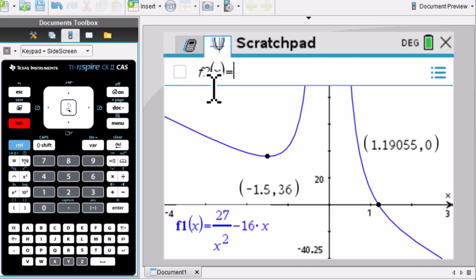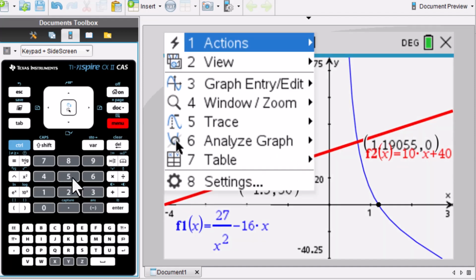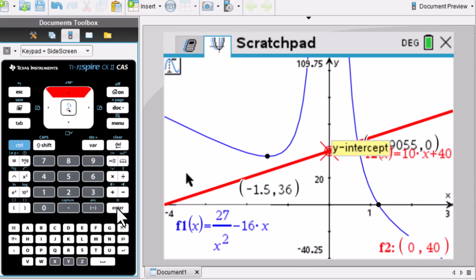Click on tab. f2 of x equals 10x plus 40. Enter. We can figure out this intersection and this y-intercept. Go to menu, 5, graph trace, 0, enter. Then go up. You will get the y-intercept of the linear function, 0, 40.